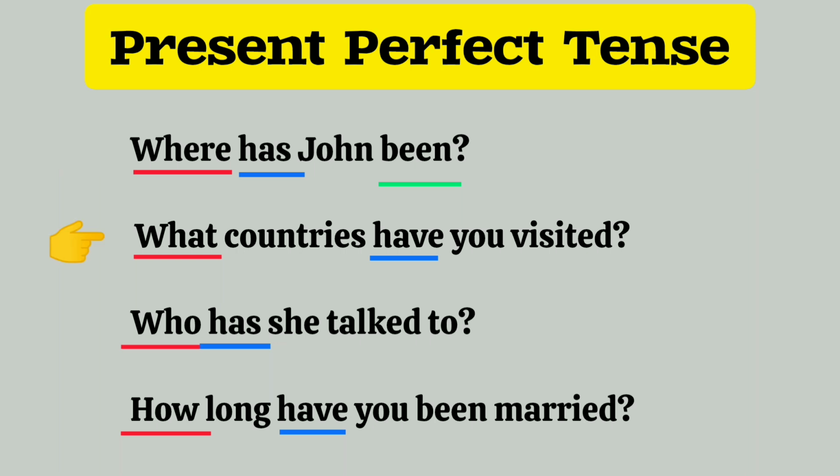Now let us move to the next one. What countries have you visited? I can answer by saying I have visited Egypt, China, and Moscow. The next question says, who has she talked to? She has talked to her mom. She has talked to me, to her teacher. The last one, how long have you been married? I have been married for 5 years.